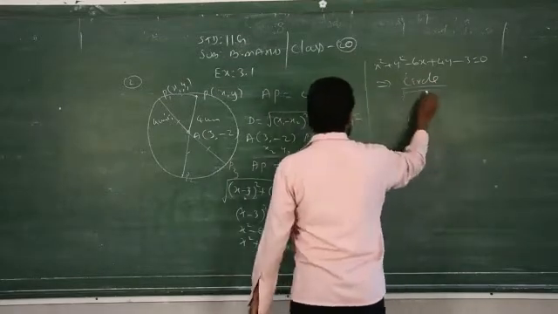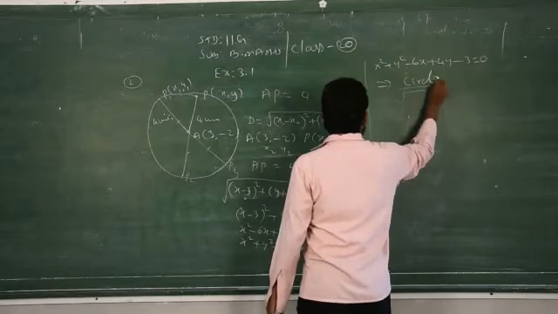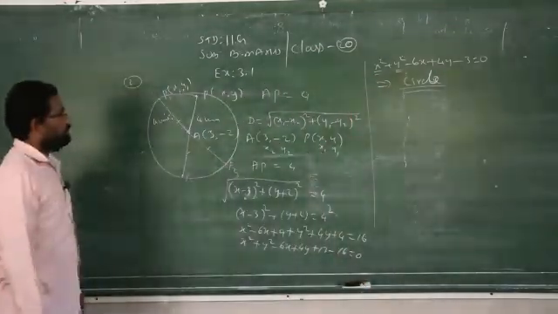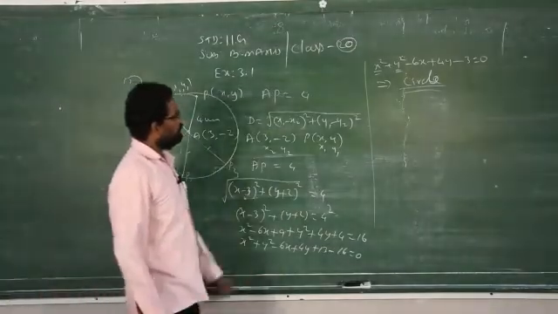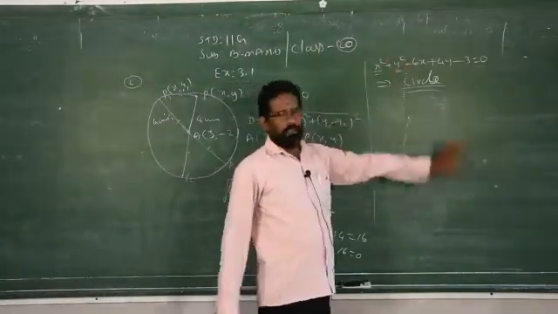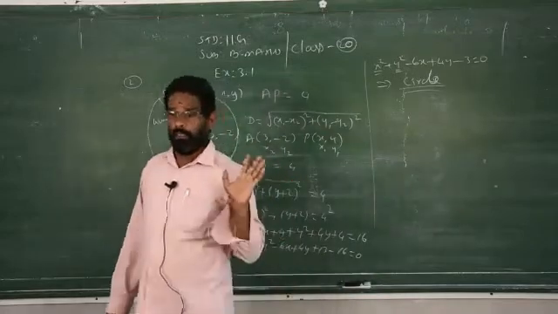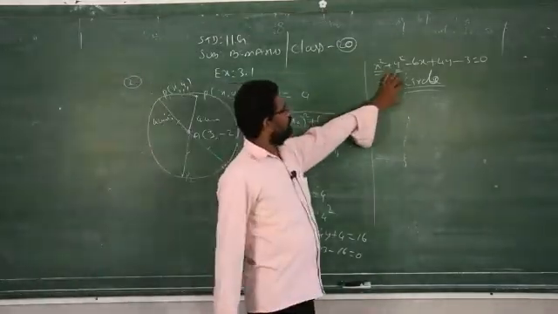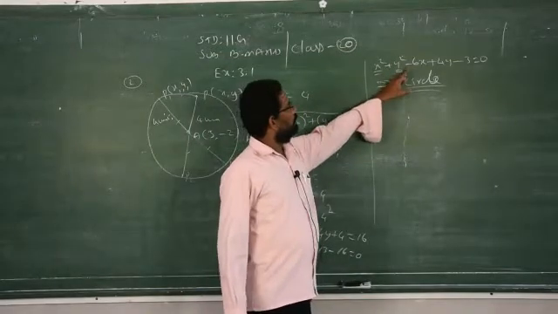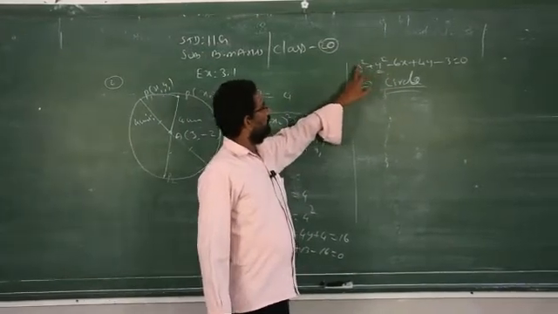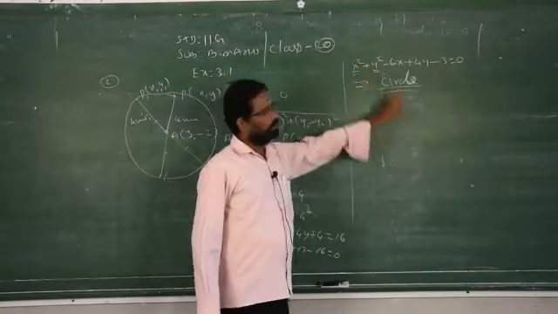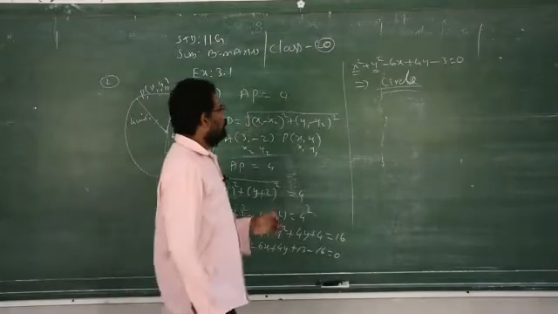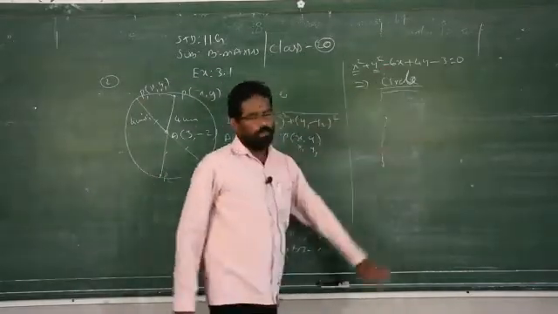Why am I saying the circle? Because both x and y have power 2, x square plus y square. Wherever you see any equation consisting of x square and y square, that will always represent a circle. So the locus of the point P represents a circle. Why am I calling this equation a circle? Because x and y have power 2. Wherever you see x square and y square in any equation, that always refers to a circle.